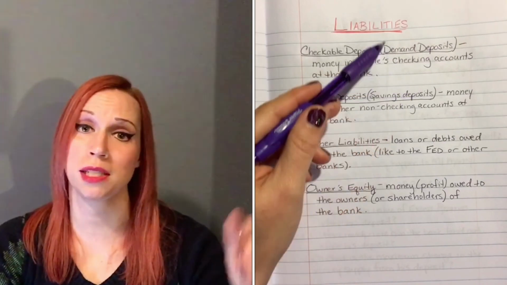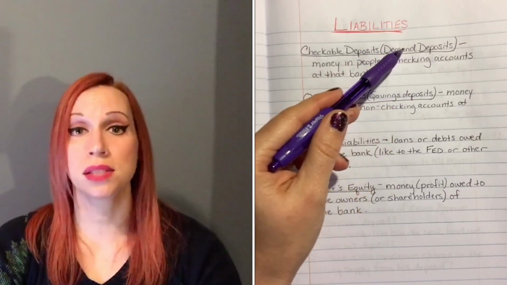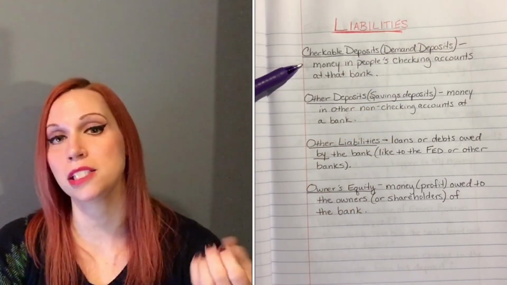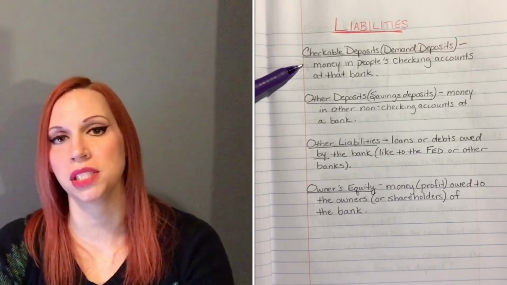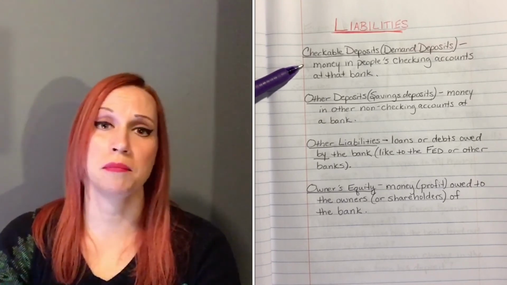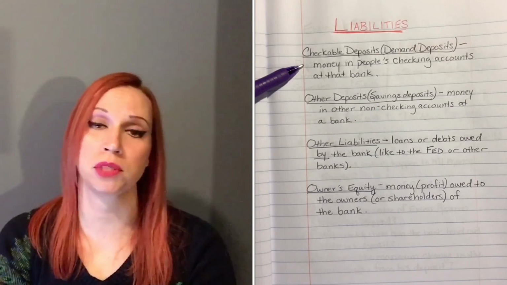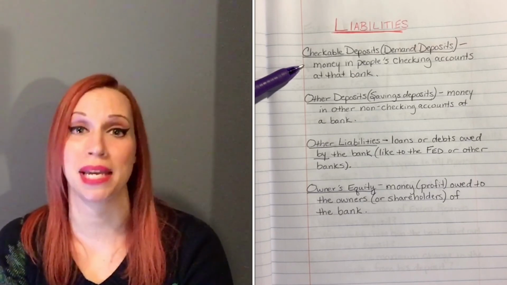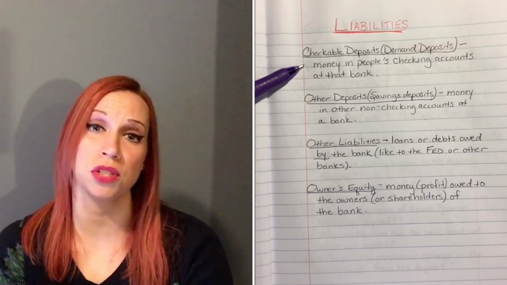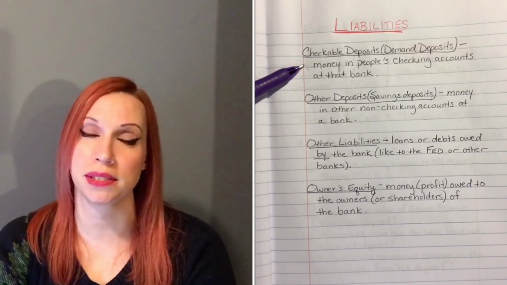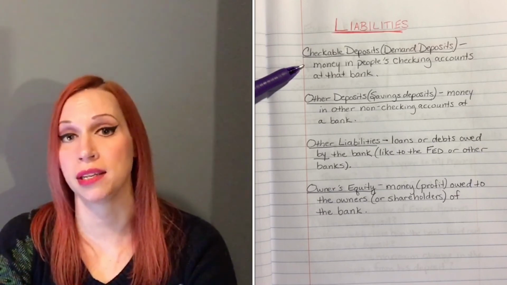This is the money that's in people's checking accounts. Sometimes it's called demand deposits on bank balance sheets, so don't let that throw you off. It can be checking accounts, it could be checkable deposits, it could show up as demand deposits, but it's usually going to be the first one under liabilities, and that's just the money that's sitting in people's checking accounts.